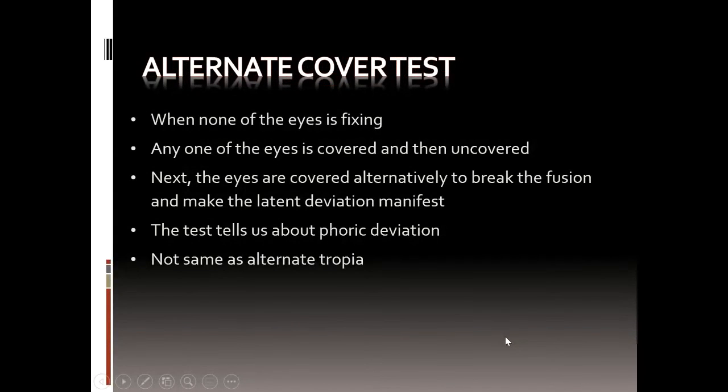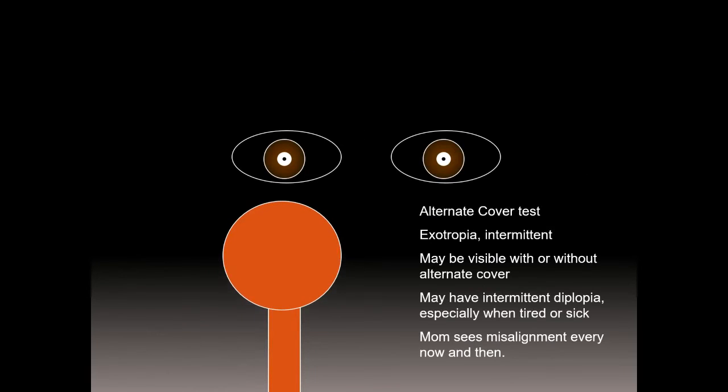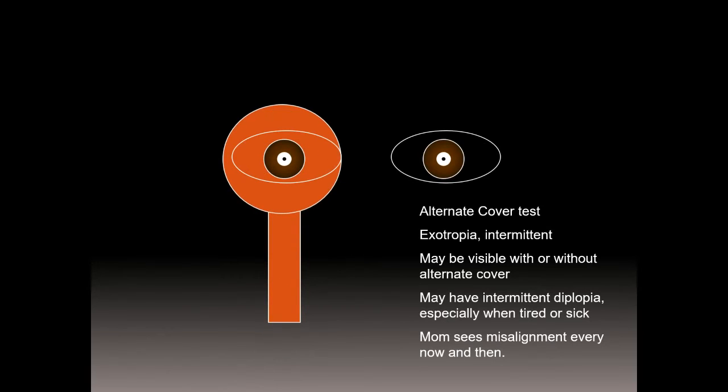Alternate cover test is done when neither eye is fixing. Any one of the eyes is covered and then uncovered, to see whether it is esophoria or exophoria. We uncover it, and then to break the fusion we do the alternate cover test to manifest the latent deviation. This is what we saw already, the alternate cover test.